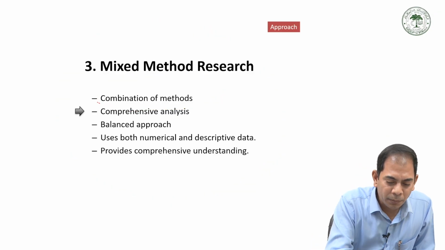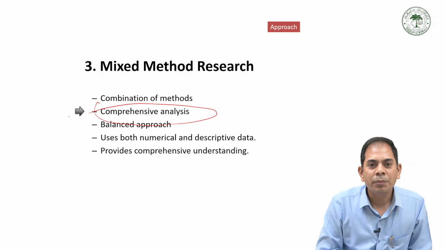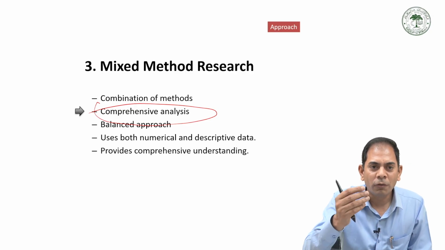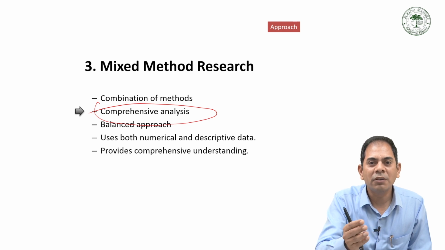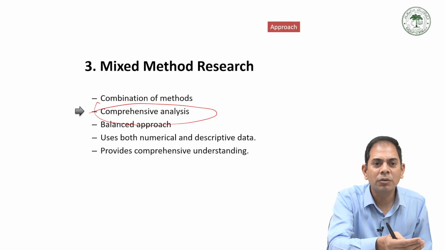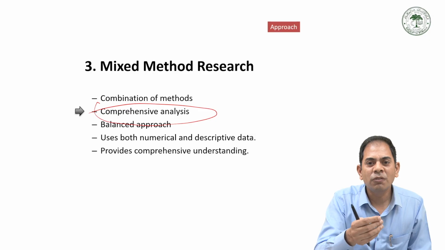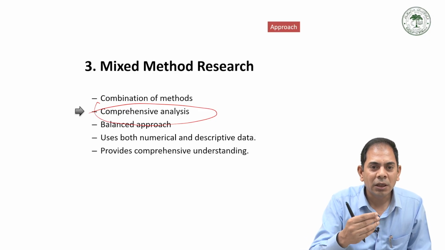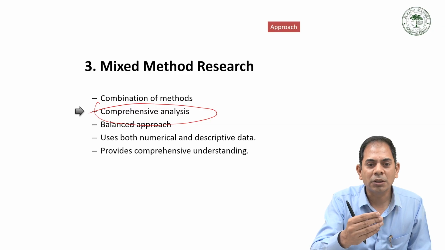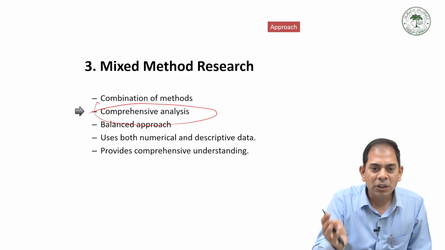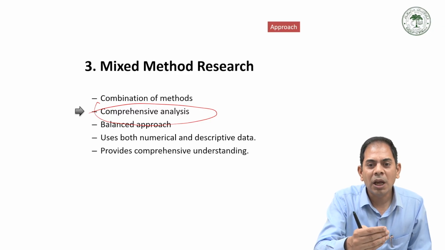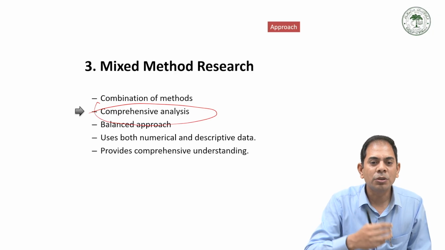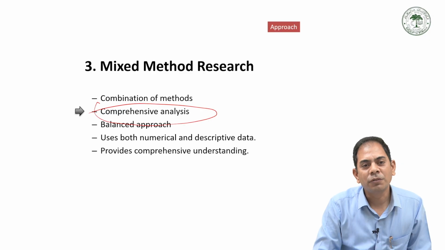Next important is the comprehensive analysis. Comprehensive analysis means a complete, detailed examination of a topic, a problem, or a set of data from different perspectives. Especially in research, comprehensive analysis involves studying all important aspects carefully to gain a deeper and clearer understanding of the subject. So by examining all these factors, the comprehensive analysis helps the researcher make accurate conclusions and better decisions based on detailed and wide-ranging information.